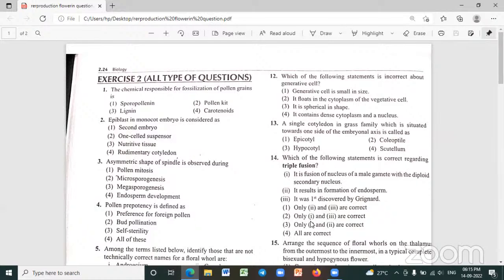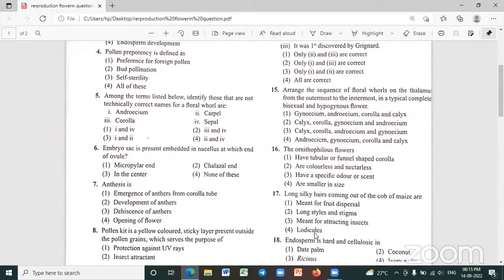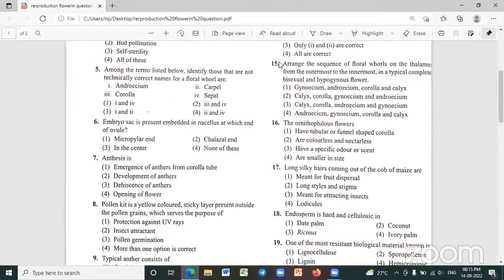Here the next one is one and three. No, the second is also possible. And one and two. So the third one is also possible. The third one was discovered by Strasburger, already we studied. So all are correct is the correct one. This is one of the important things. See, we move on to the 15th one.